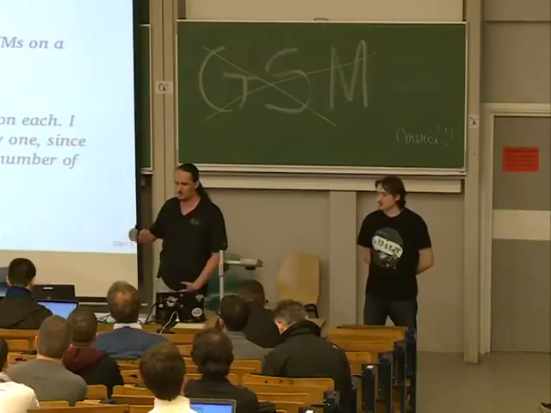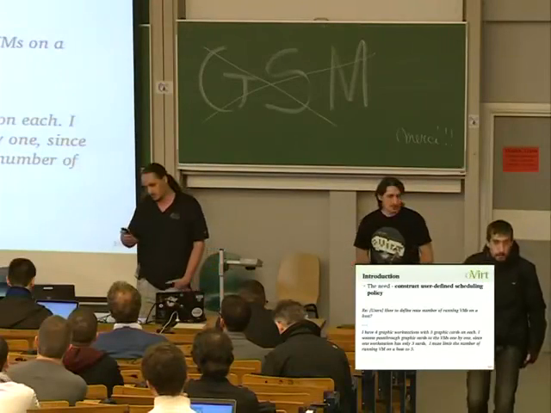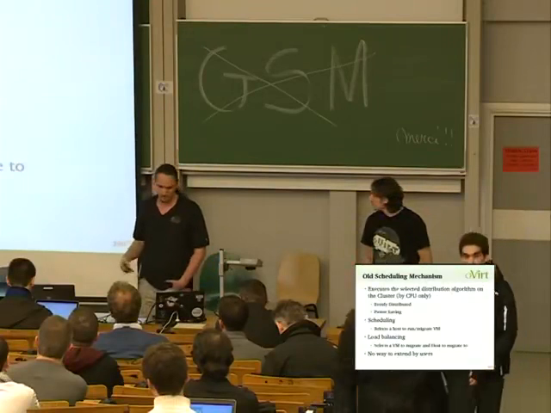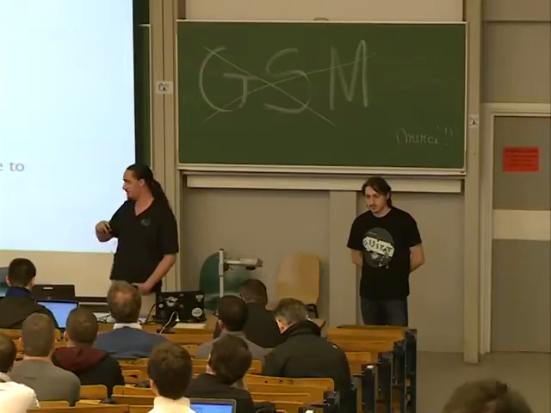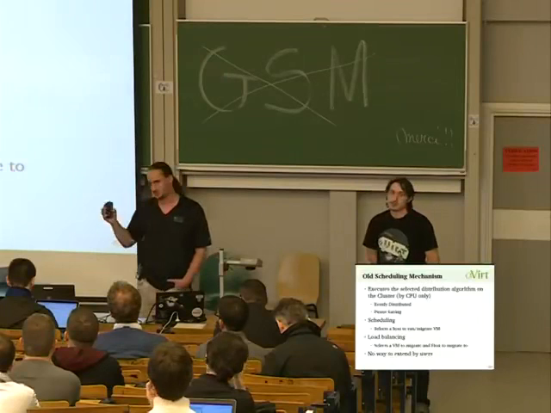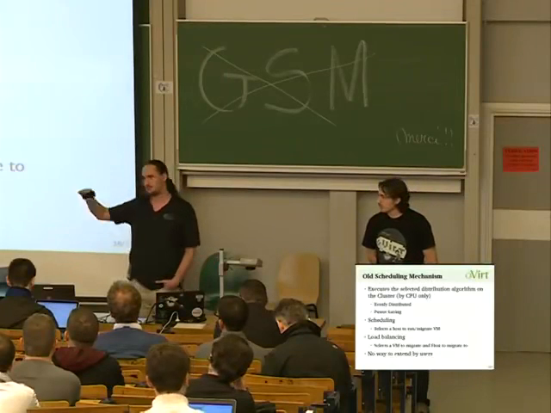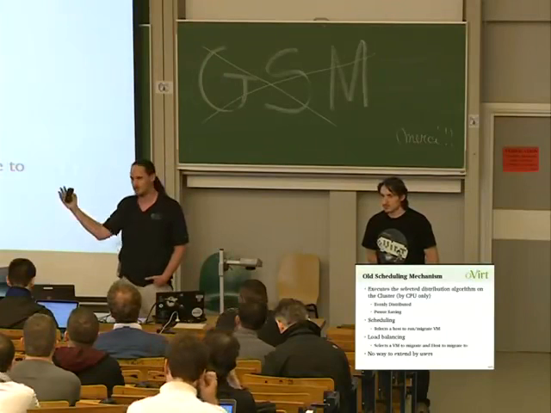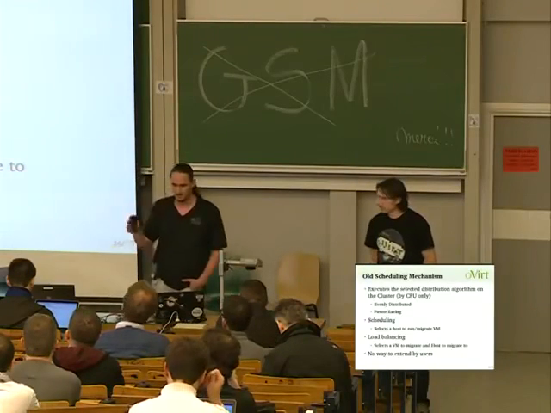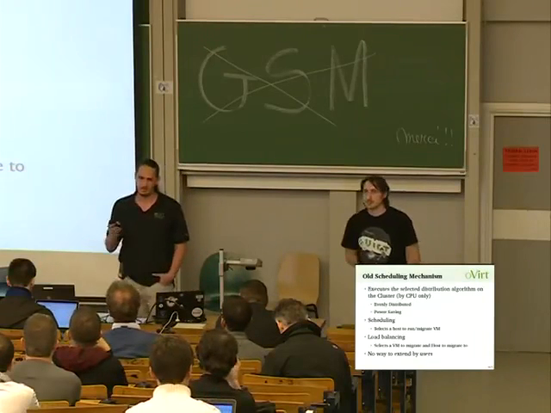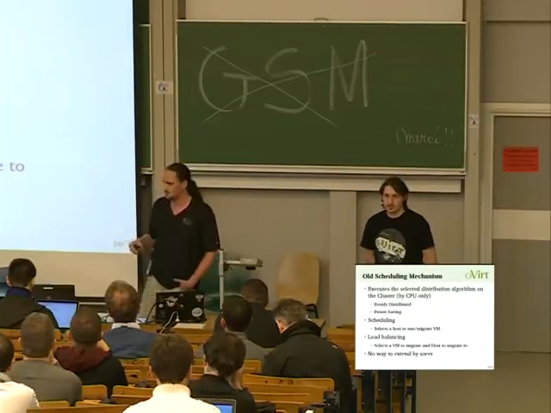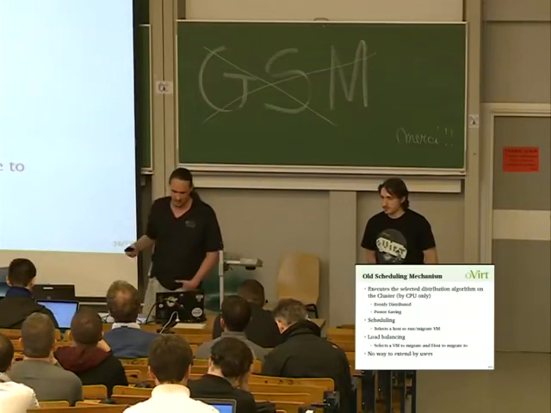Like someone wanted a maximum of 3 VMs per host. He couldn't do that. So the old scheduling mechanism basically just had a distribution algorithm that is based on CPU load only, and it would basically either evenly distribute the VMs by CPU load, so it looked, okay, this host has 10% and this 50, so I will put it on this host to have like 50% CPU, and it has some logic like that. Or power saving, it tried to condense all the VMs on the host which are more used by CPU, and to reduce CPU usage on other hosts.